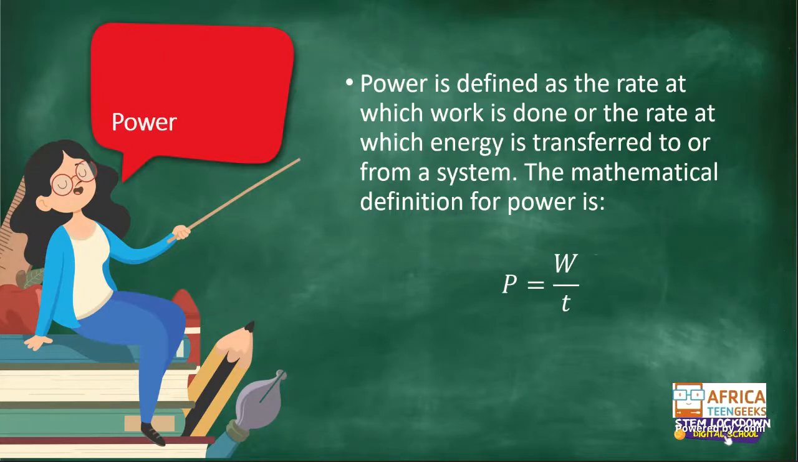Then power is defined as the rate at which work is done or the rate at which energy is transferred to or from a system. And like I was saying, power is equal to work divided by time. And then you can substitute force times change in distance times the cosine of theta into that formula if you don't have the work value yet.